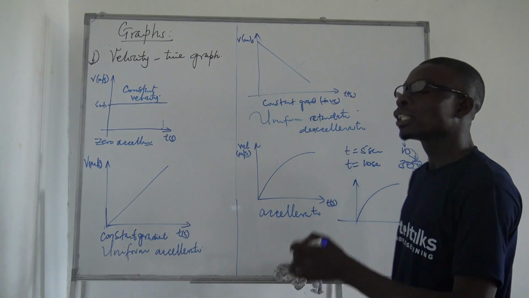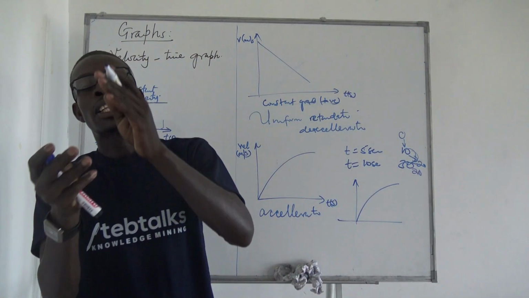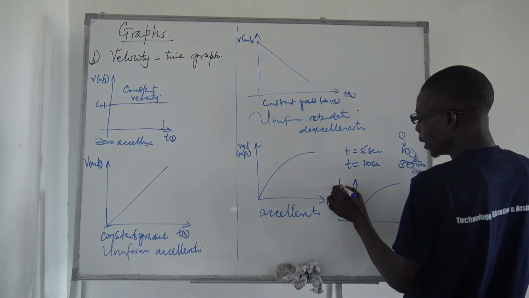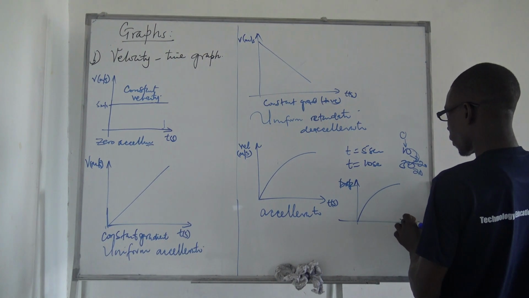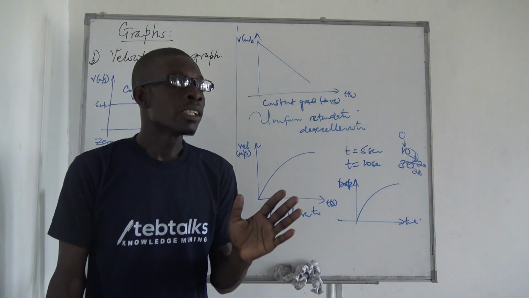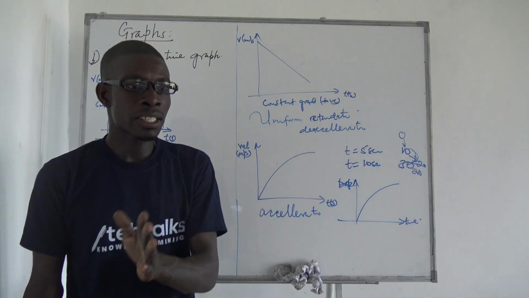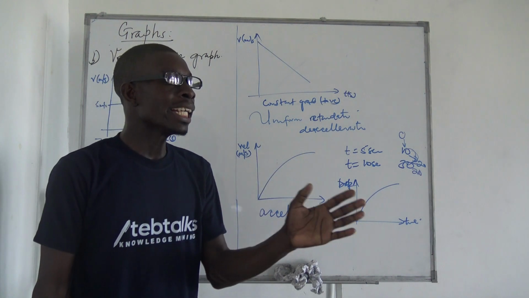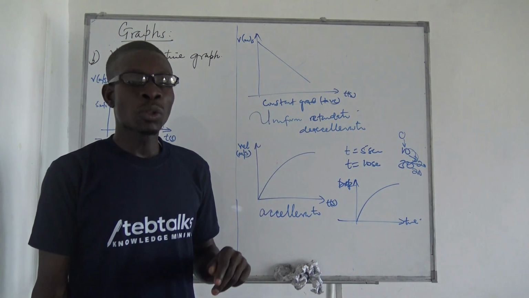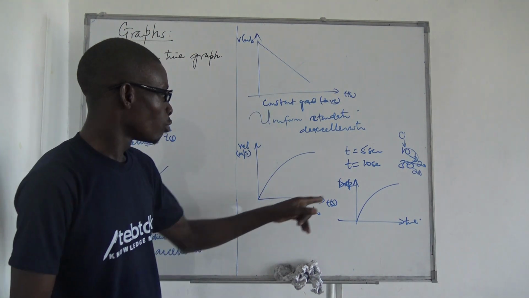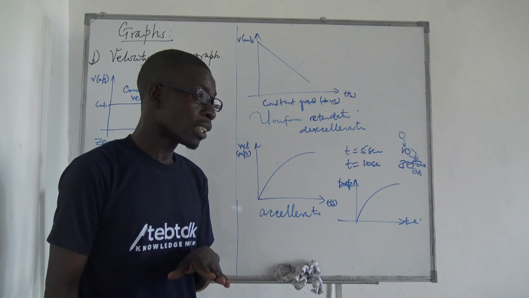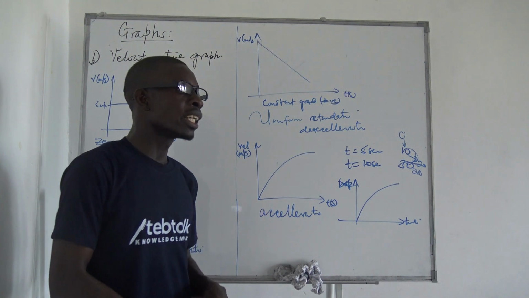To be uniform, it means, if it is the displacement against time, to be uniform, we say that you are covering the same distance in the same time interval. Every 2 seconds, I will be covering 10 meters. We say you are uniformly increasing the velocity. Is that okay? That is uniform increasing velocity.